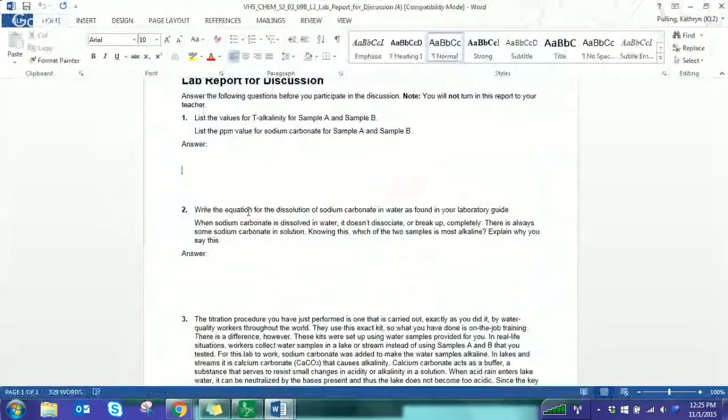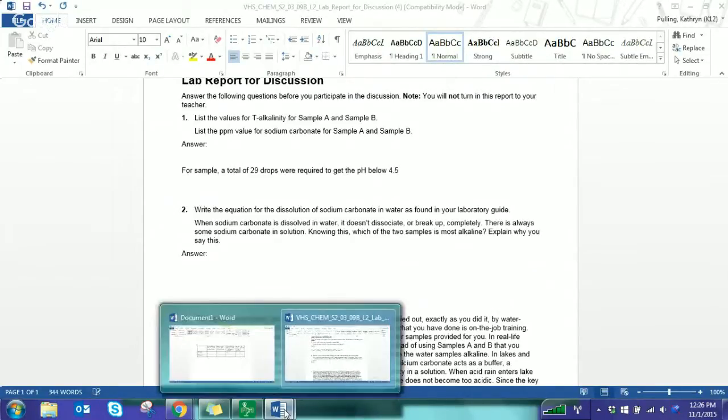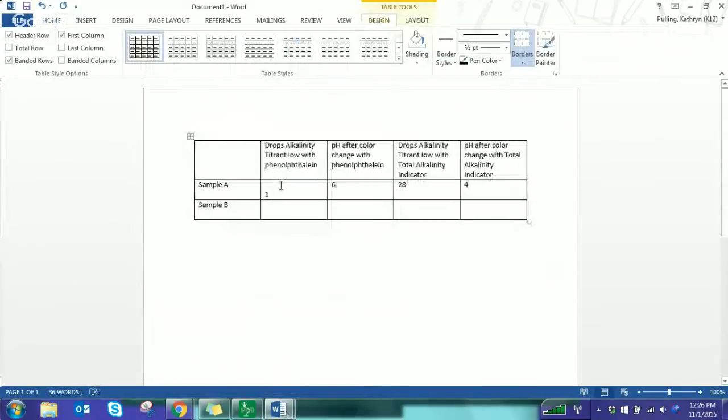So list the values for T alkalinity for sample A and sample B. All right, so for me, I'll answer this for sample A. For sample A, a total of 29 drops were required to get the pH below 4.5. All right, now I said 29 because initially it took 1 drop to get down to 8.3, all right? And then 28 to get down to the 4.5 color change.